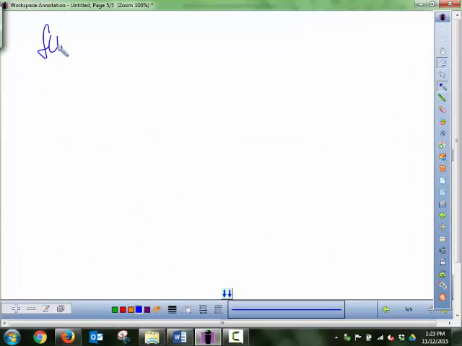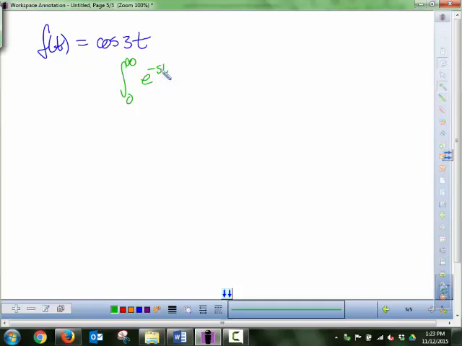f of t equals cosine of 3t. I'm really just tempted to look at the formula for this, because there is just a formula for this. Let's see how far we can get before I get impatient. I'm already impatient.